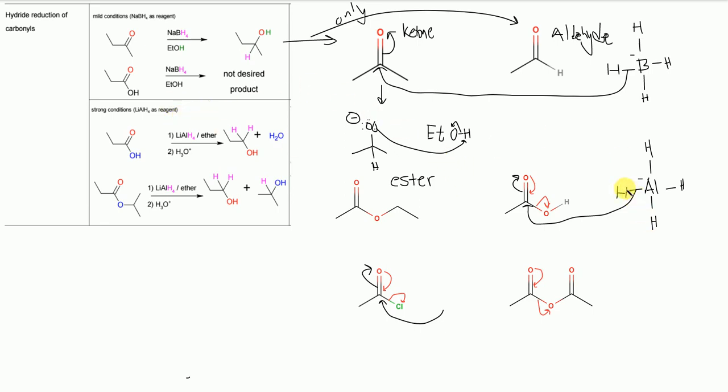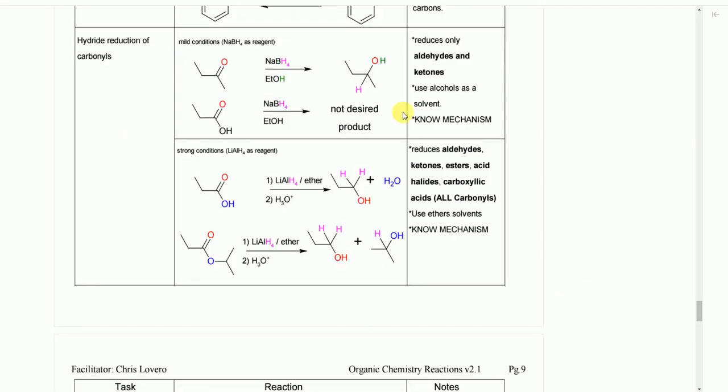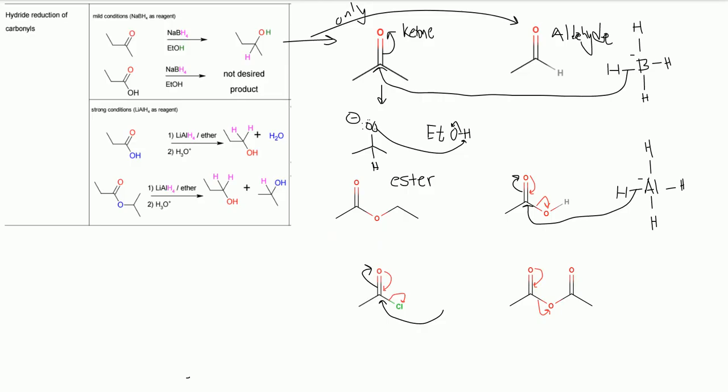So just know that it's kind of a nucleophilic hydrogen that's coming and attacking these carbonyl sites, and that NaBH4 can only do, they'll have it on the side over here, right? So they say reduce only aldehydes and ketones, use alcohols as a solvent. That's what they do. And then over here, LiAlH4 reduces aldehydes, ketones, esters, acid halides, carboxylic acids, every carbonyl possible. Okay, so this is a very strong reducing reagent, and that's what we need to know for this.